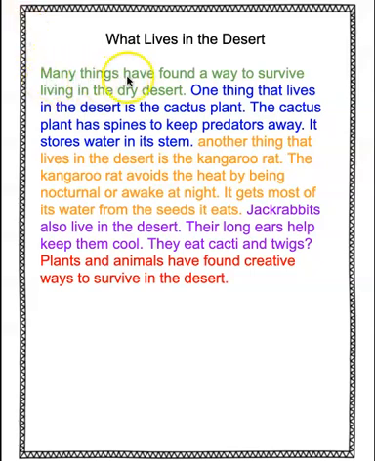Many things have found a way to survive in the dry desert. 1. One thing that lives in the desert is the cactus plant. 2. The cactus plant has spines to keep predators away. 3. It stores water in its stem. 4. Another thing that lives in the desert is the kangaroo rat. 5. The kangaroo rat avoids the heat by being nocturnal or awake at night.